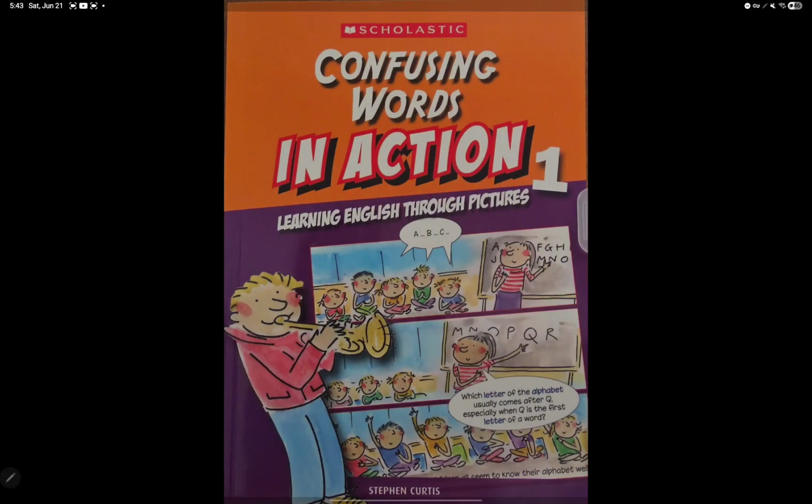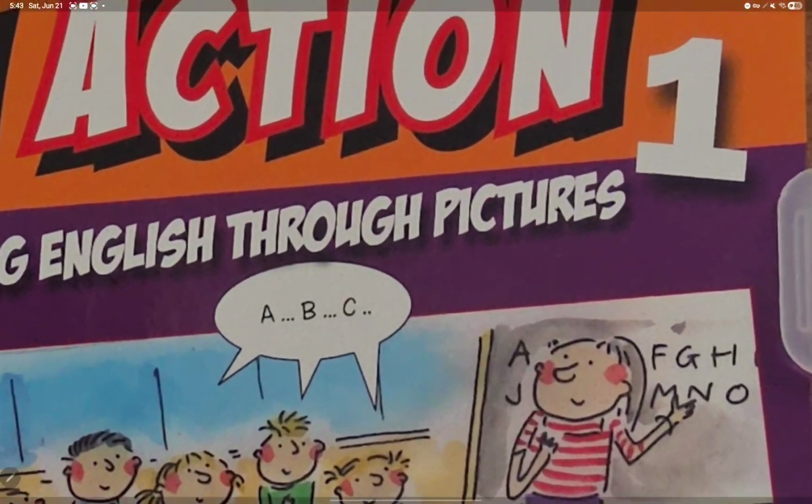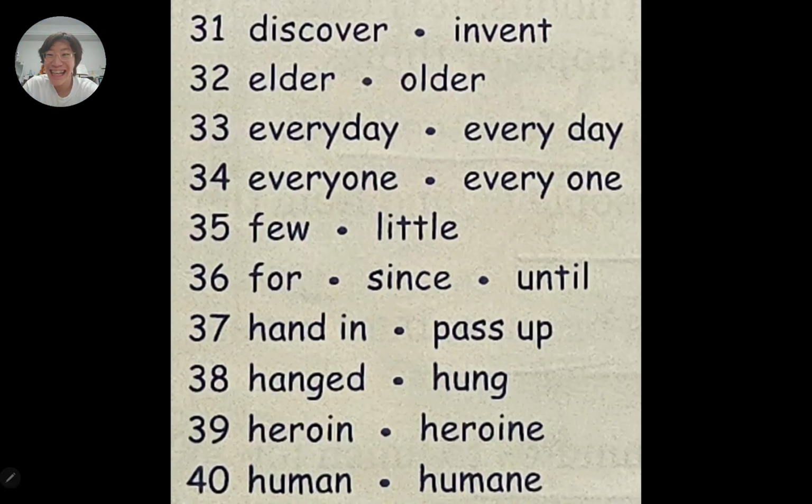Confusing words and action. Learning English through pictures. Number 1. And now we have these 10 sets of words. Alright, I look really stupid with that, but seriously though, let's get this started. Discover, invent, elder, older, every day, everyday, everyone, every one, few, little, for, since, until, hand in, passive, hanged, hung, heroine, heroin, human, and humane.